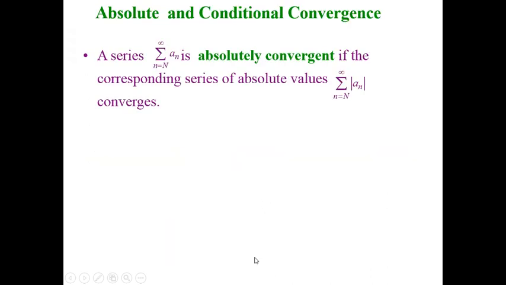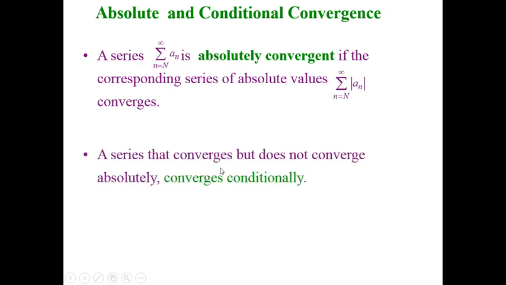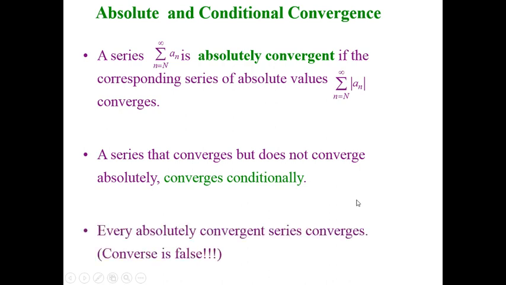Okay, so for absolute and conditional convergence: a series, the summation of a sub n from n equals N to infinity, is absolutely convergent if the corresponding series of the absolute value of a sub n converges. And a series that converges but does not converge absolutely is called conditionally convergent. And every absolutely convergent series converges.